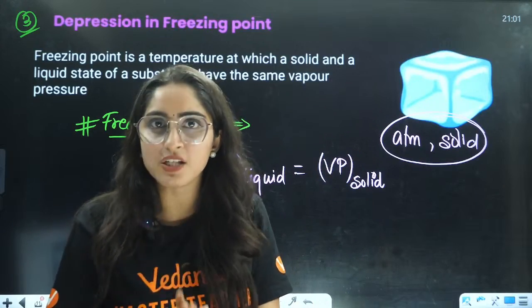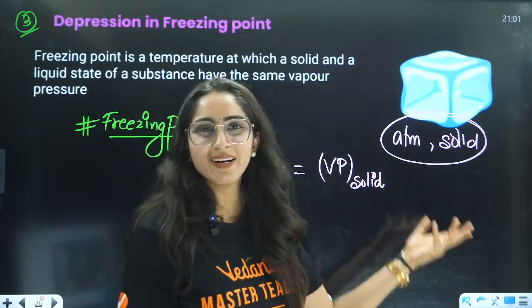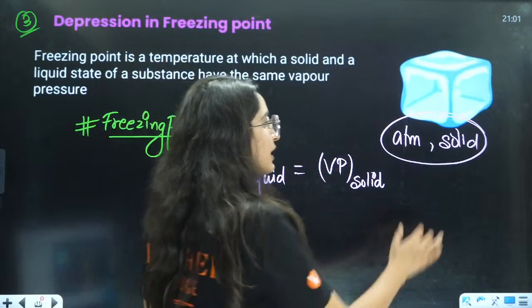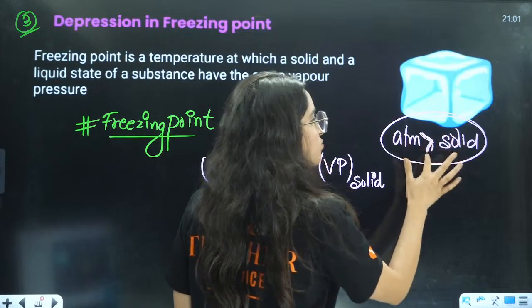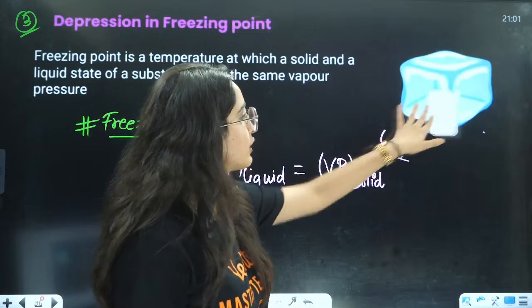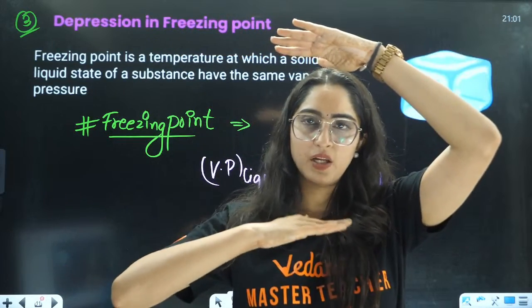Atmospheric vapor pressure is definitely more because of more gases, right? But in solid state ice, how will it have vapors, vapor pressure? So definitely atmosphere has more vapor pressure as compared to solid. It is so much more that if I want to write the vapor pressure of solid, it is here, right? It is here.